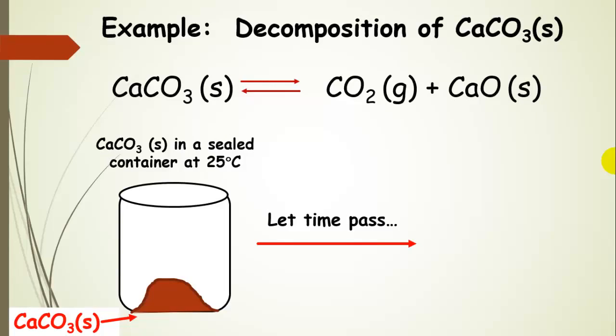So let's look at a real heterogeneous system. We're looking at the decomposition of calcium carbonate solid, and it decomposes into carbon dioxide and calcium oxide solid. Let's say that we put some calcium carbonate in a sealed container right here at 25 degrees C. So we just have a pile of it at the bottom of the container, and we're going to let time pass.